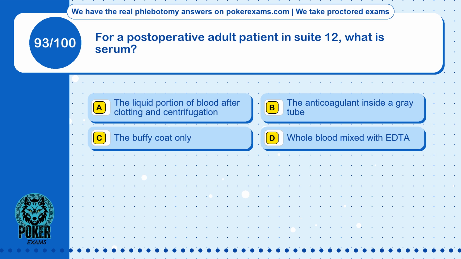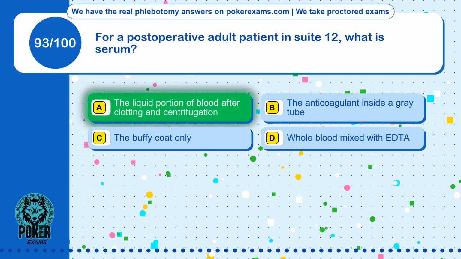Question 93. For a postoperative adult patient in Suite 12, what is serum? Option A. The liquid portion of blood after clotting and centrifugation. Option B. The anticoagulant inside a gray tube. Option C. The buffy coat only. Option D. Whole blood mixed with EDTA.